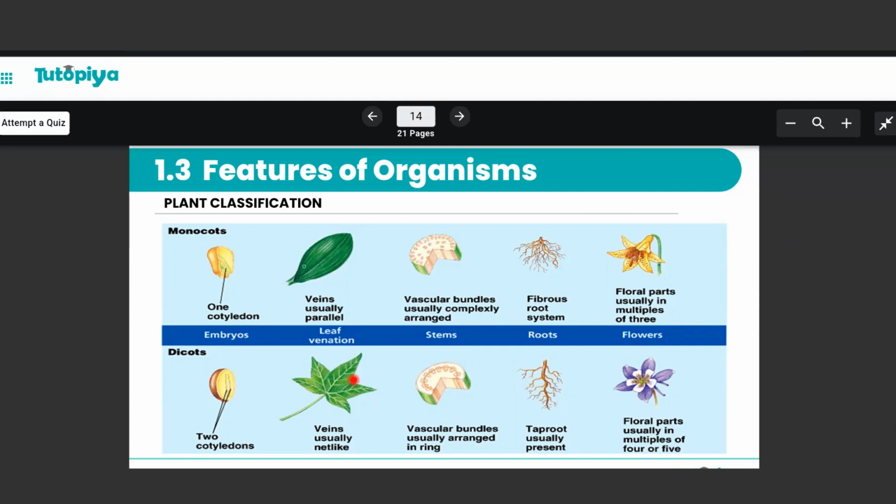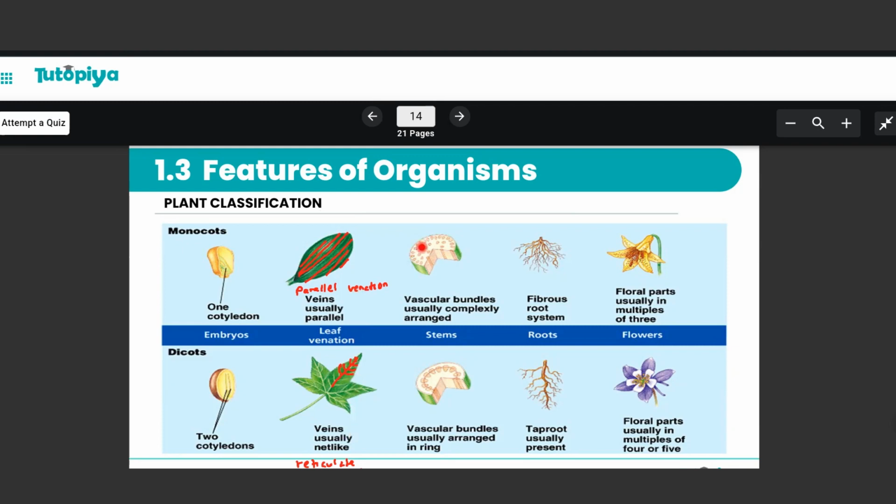The monocots happen to have leaves with parallel veins running through them. So the veins within the leaf run parallel to each other, and we call this parallel venation. Whereas if you take a look at a dicot leaf like this, you will see that the veins within these leaves are net-like. So we call this type of venation the reticulate venation. So this is the difference if you study the leaves of the monocot and the dicot.